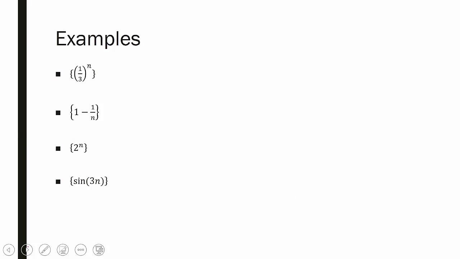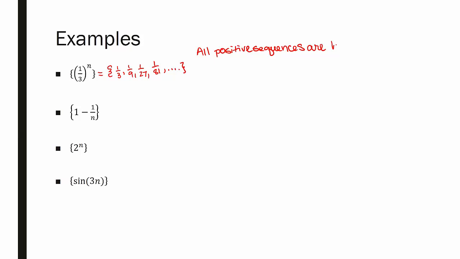Let's look at some examples of sequences and see which ones are bounded. So the first sequence I have here is (1/3)^n. So this is a geometric sequence whose terms are 1/3, 1/9, 1/27, 1/81, and so on. Any sequence where every term is positive is naturally bounded below. And I tend to abbreviate bounded with BDD. So if you see that, that's what I mean, bounded.